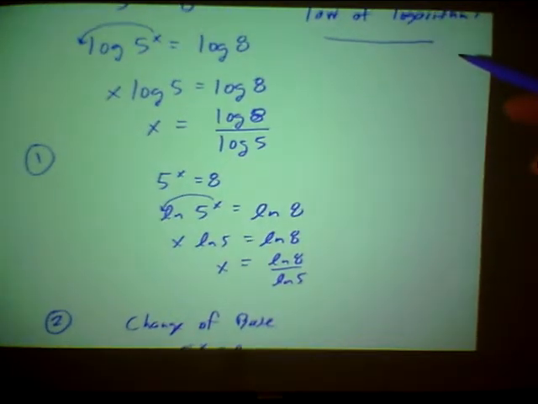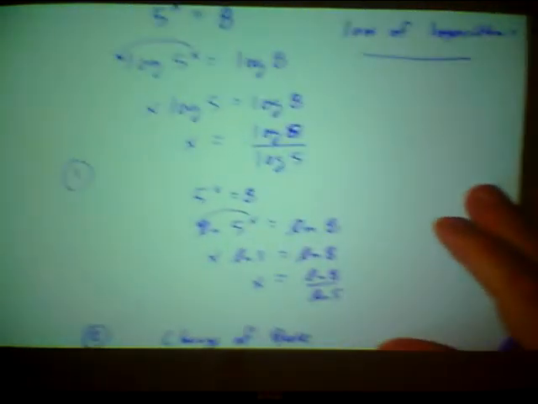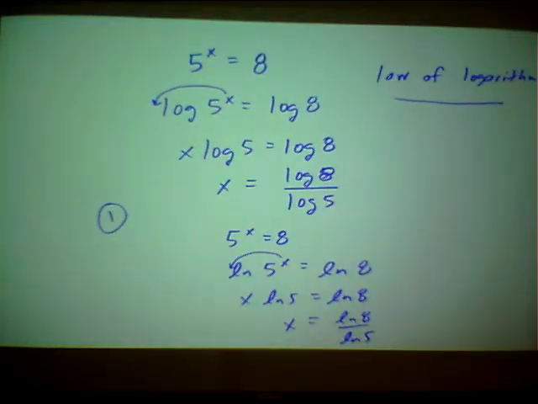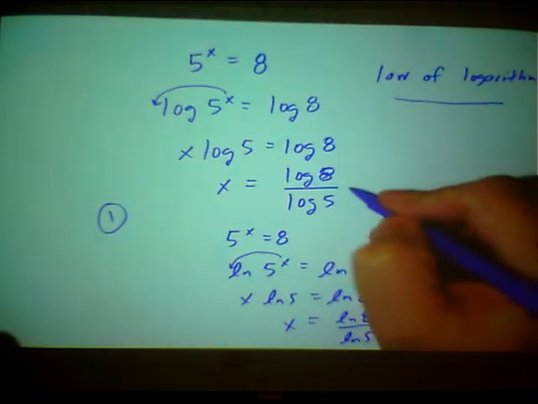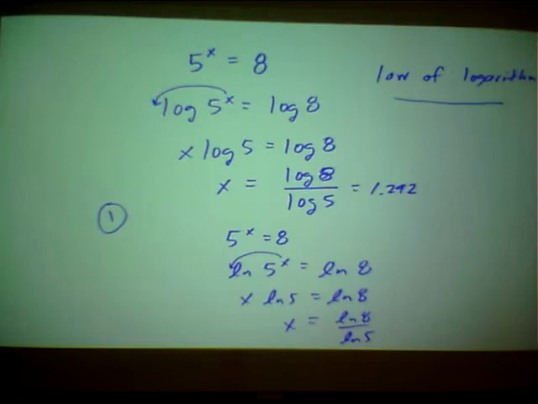So just to finish this out, if I go to my calculator and I want to actually see what number log base 10 of 8 over log base 5 is, I can hit 8 and hit my log key, divided by 5, hit my log key and hit enter, and I get 1.292. I'll go to 3 digits.